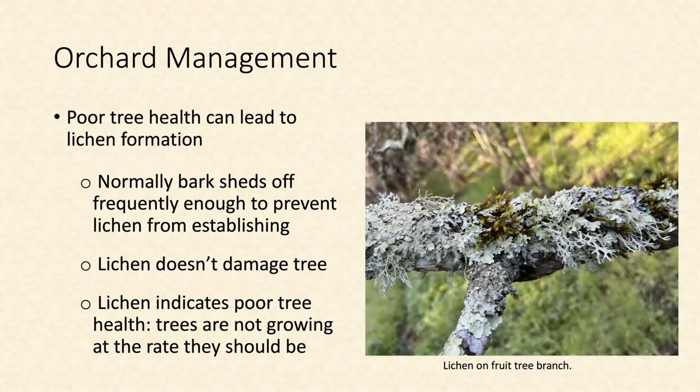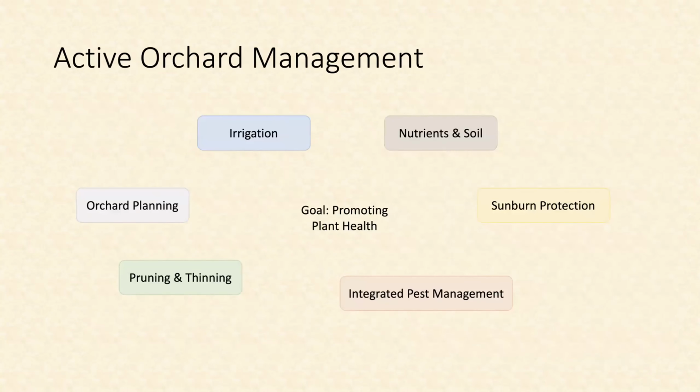One other last quick thing I wanted to mention is that I see a lot of lichen formation on trees in our region, which makes sense. We have a lot of humidity. However, normally bark on apple trees tends to shed off pretty frequently, at least enough to prevent lichen from establishing. The lichen itself doesn't actually damage the tree, but it does indicate poor tree health. So your trees really aren't growing at the rate that they should be. If you're ever wondering, is this bad for my tree? Not really. It just shows your tree's not growing the way it would if it were as healthy as it could be.